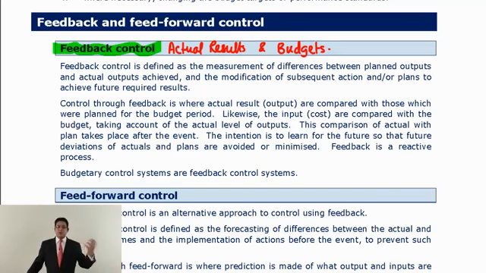Why did you overspend this money? Why did you sell less? Why did you do this wrong and that wrong? Because we want to blame the people, that's why we calculate variances. Okay? A number of people think in that way.